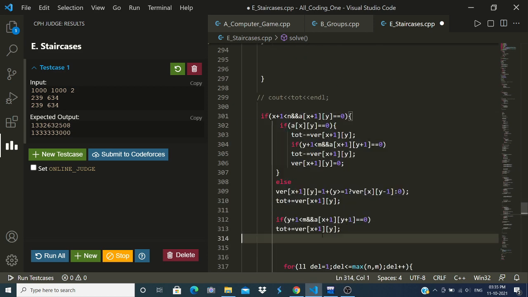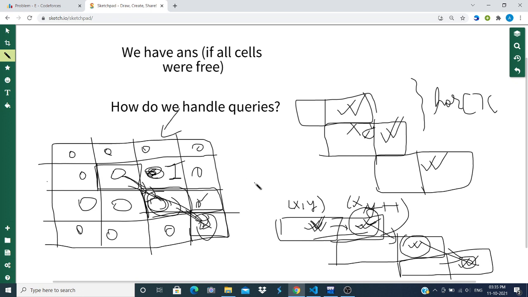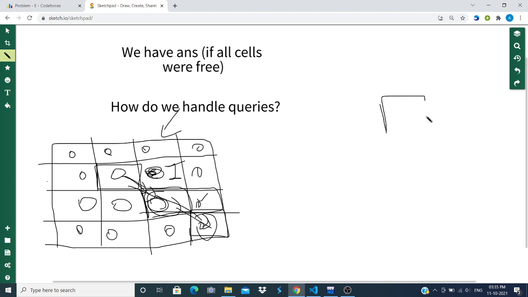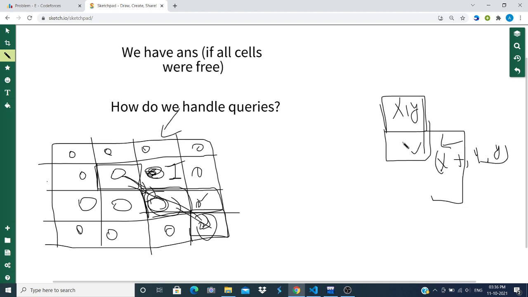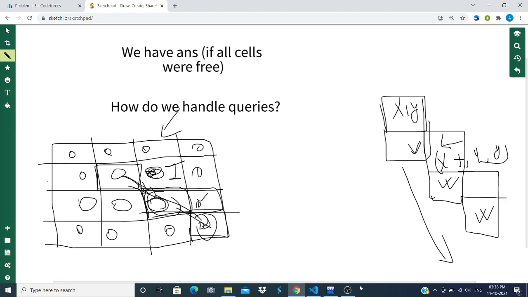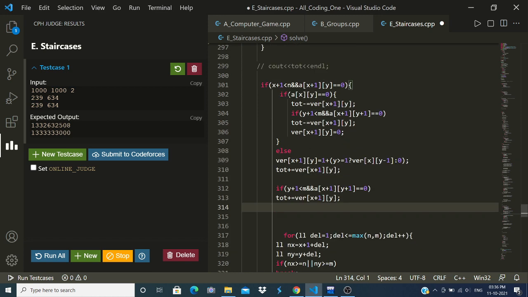And this is the vertical case, right? So you see, if you change the sum cell x comma y, this cell might also get changed. This is basically x plus 1 comma y, right? And if the vertical value of this cell gets changed, then the vertical value of this cell might also get changed, and the vertical value of this cell might also get changed, right? And so on and so on. So this is what I am doing for the vertical case, x plus 1 and y.